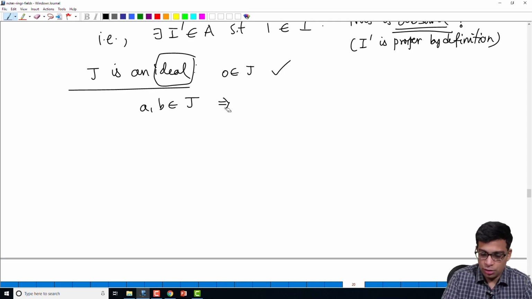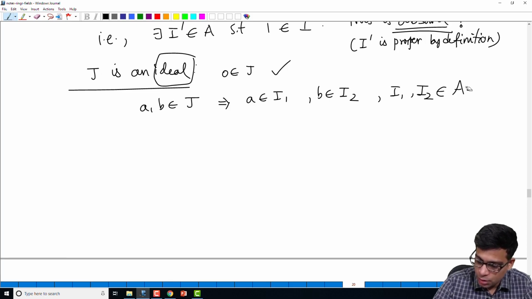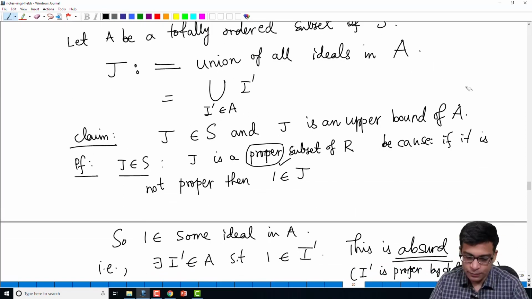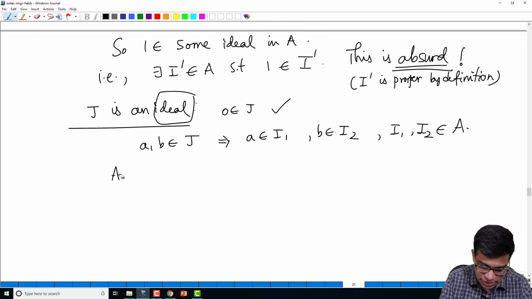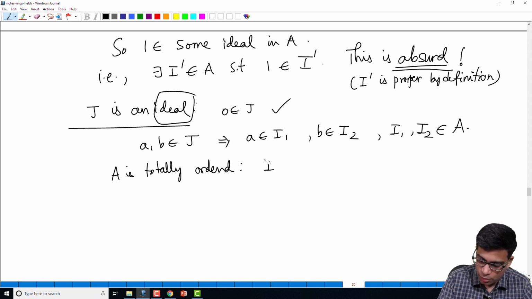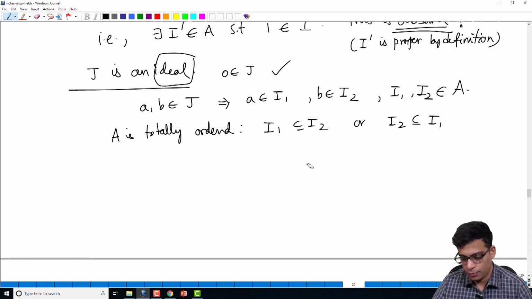If A, B are in J, then A is in I1 and B is in I2, where I1, I2 are in A. Right? A is a collection of ideals, and the union of all the ideals that are contained in A is J. So if an element is in J, it must be in one of the ideals of A, because J is the union of all ideals of A. But now since A is totally ordered, I1 is contained in I2 or I2 is contained in I1. This is not true for a partially ordered set but true for a totally ordered set.